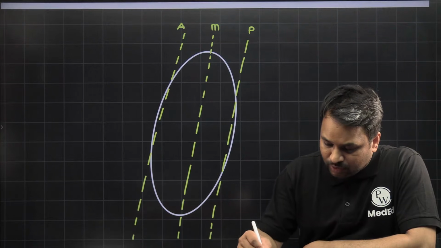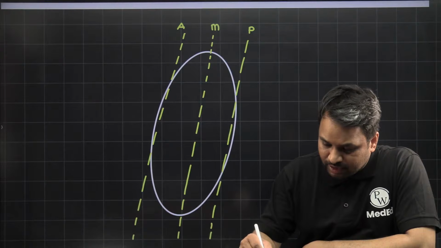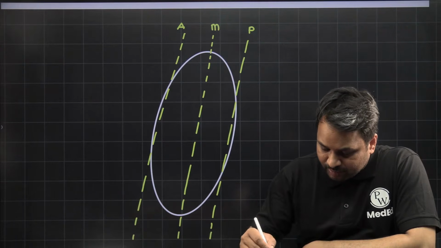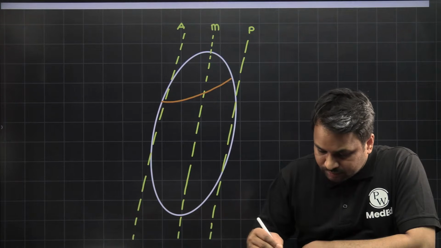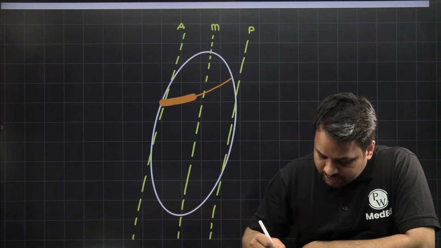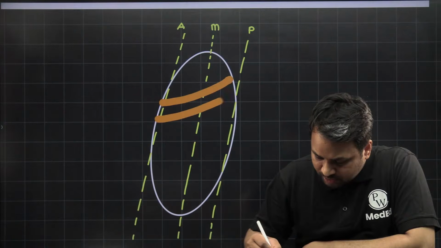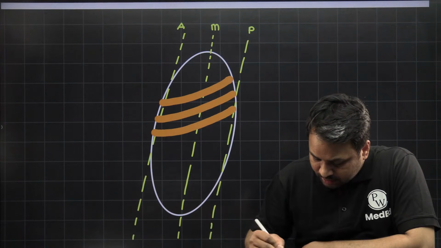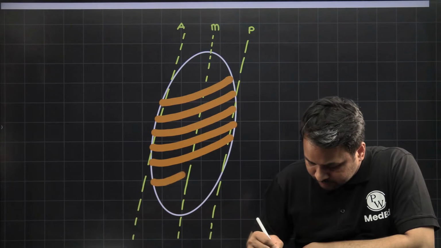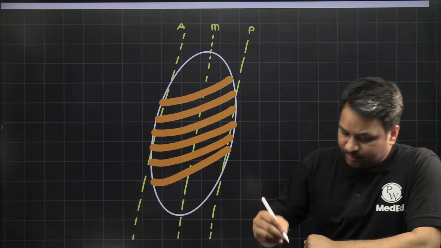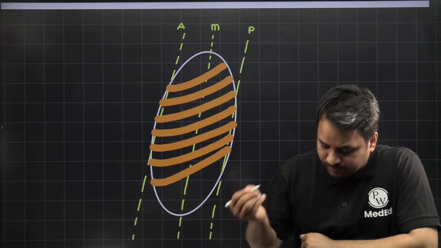Next, you see that you have the ribs which are going to be present. So let's say these are the representation of the ribs that you have. This is another rib, there's another rib present here, and this is present here. So these are the ribs which are present on the lateral side.